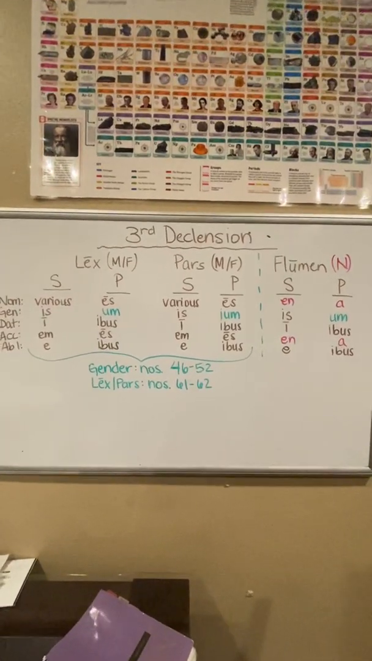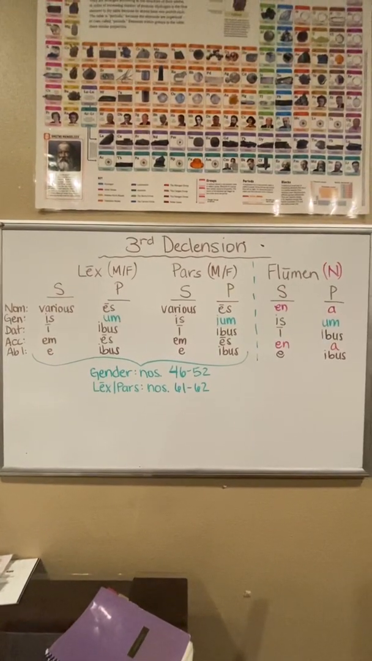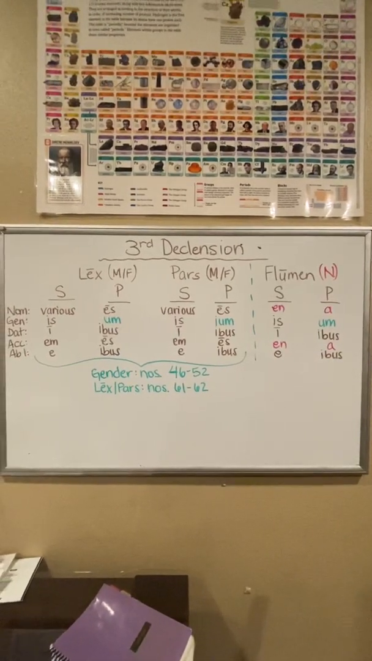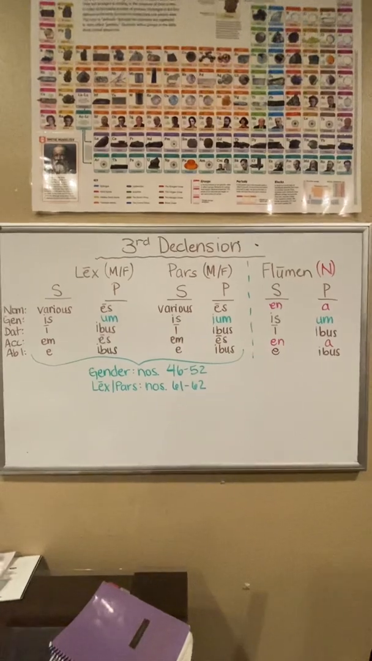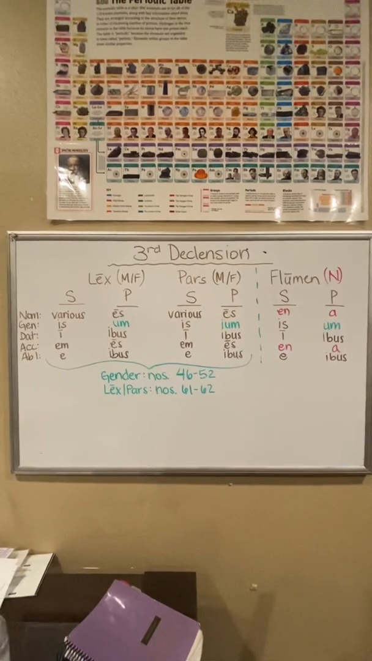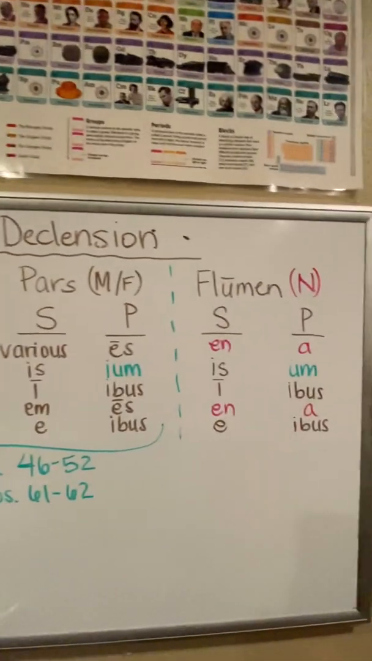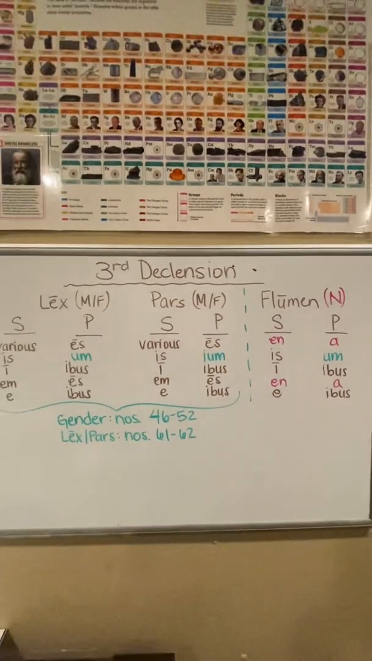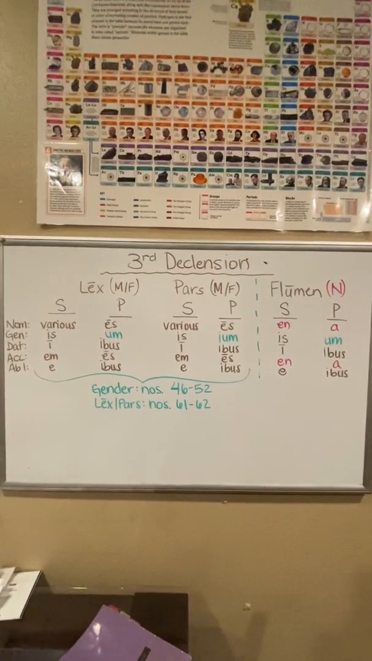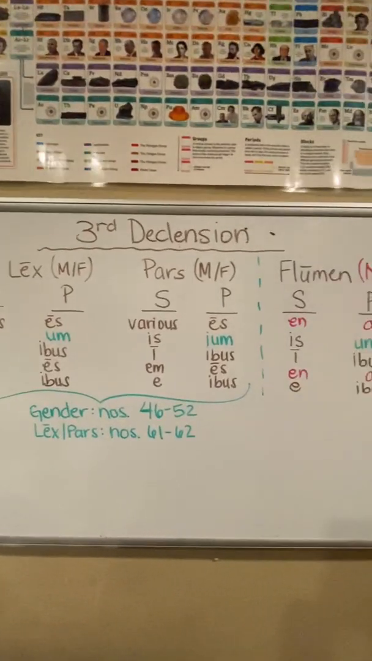Okay, this video is going to give you a general overview of the third declension. You're kind of going to get the bird's eye view really quickly, so you can see all of the parts of the third declension all in one place. And then in subsequent videos, I will take each one of these, lex, pars, and flumen, and work piece by piece so that we understand how each of these parts work together and how each of these represents the third declension. So it's sort of like you've got three little declensions within the third declension.